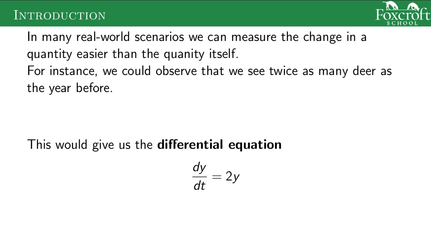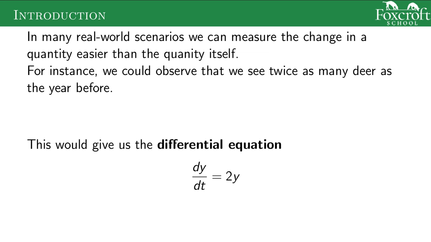In many real-world scenarios, we can measure the change in a quantity more easily than the actual quantity itself. For instance, population gets used a lot for these. If you're observing how many deer you see, you might not know exactly how many deer are living in the woods, but one year you see how many you see on an average basis, and the next year you see twice as many as before. So the deer are doubling in their population.